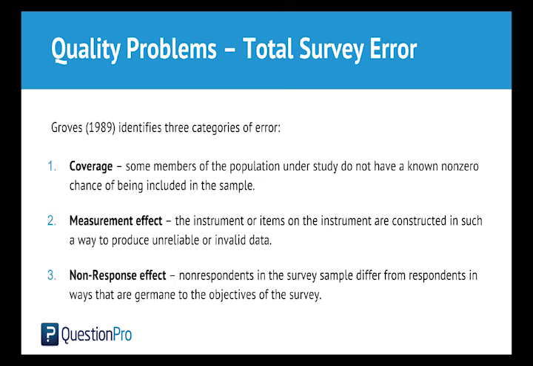As we think about where the sources of error might come from, there are really 3 categories here, and these were developed by Groves. They are categories of error that include coverage, measurement effect, and non-response effect. You can see the definitions here, and I don't need to read through those with you, but these are all inclusive in terms of the types of error that are typically addressed.